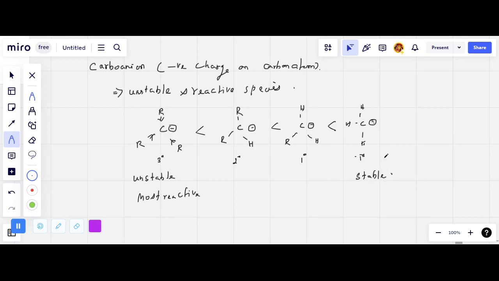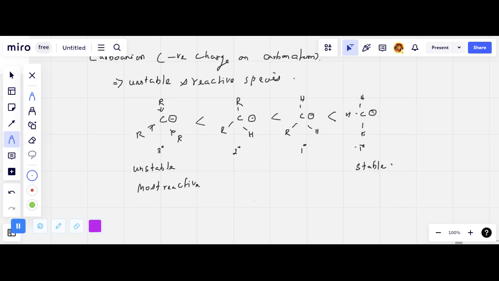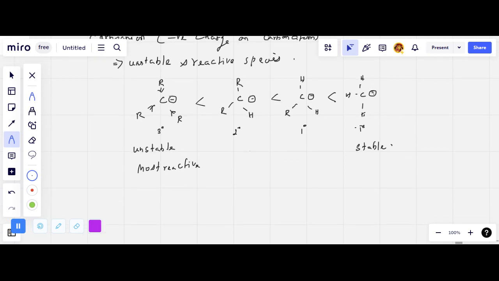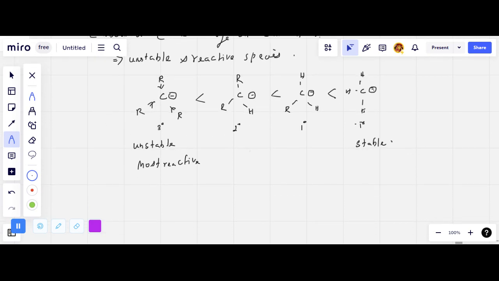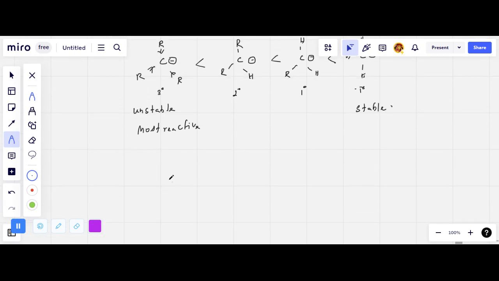The organic reactions which proceed through, okay, so this is actually a carbanion. Both carbanion and carbocation are produced by heterolytic cleavage. So the stability order matters, and you have to remember it. These two are intermediates.